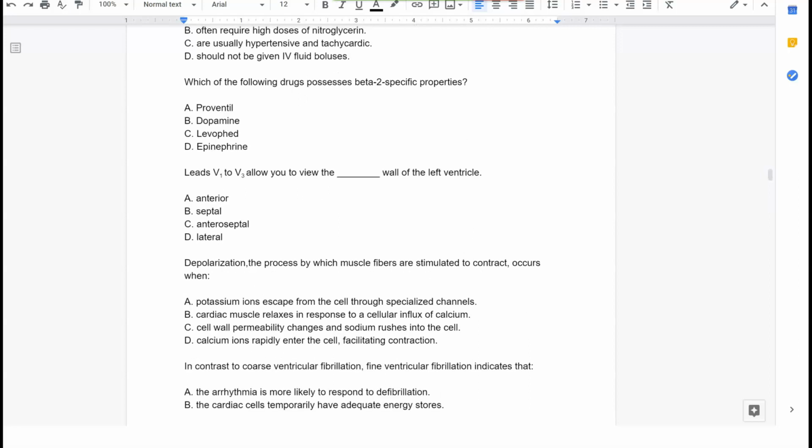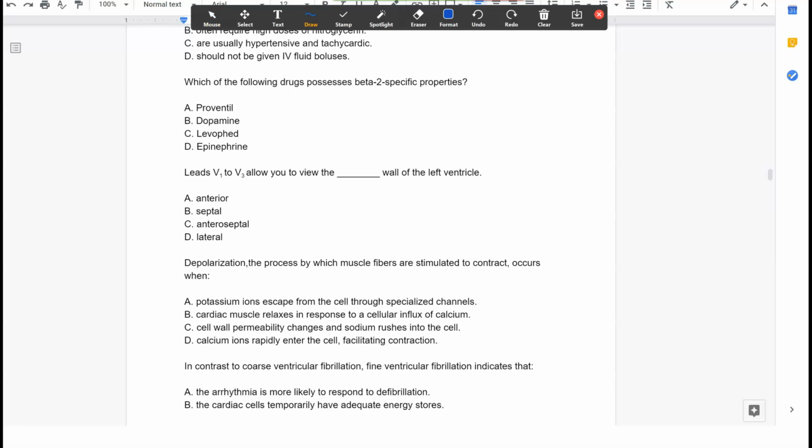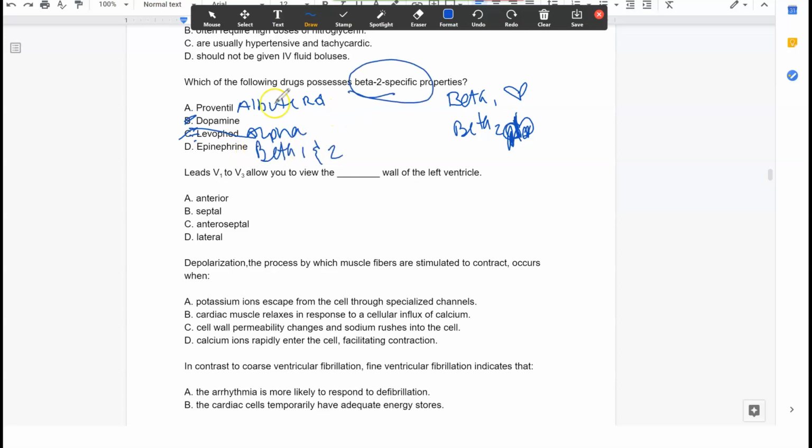Which of the following drugs possesses beta 2 specific properties, right? Okay, so we've got Proventil, so this is your albuterol, because you have beta 1, heart, beta 2, lungs. That's a terrible picture. Dopamine, no, that's beta 1. Levophed, it's beta 1. Epinephrine is both, or actually Levophed is alpha. This is beta 1 and 2. We want beta 2 specific.